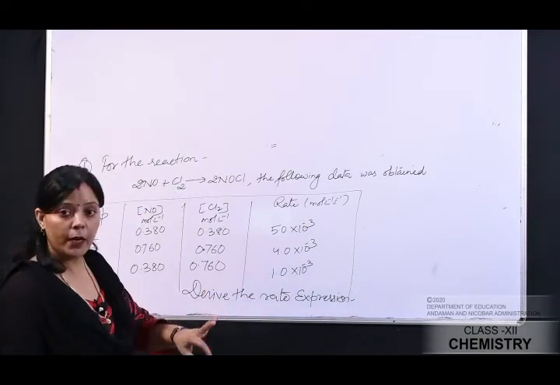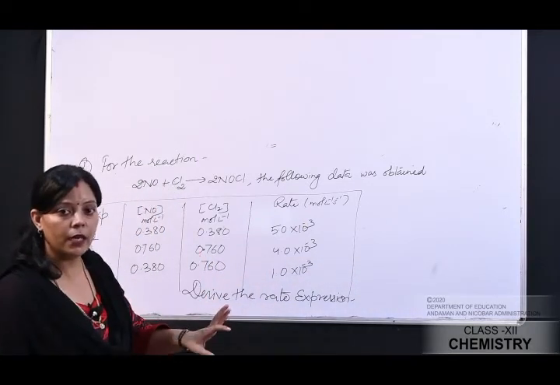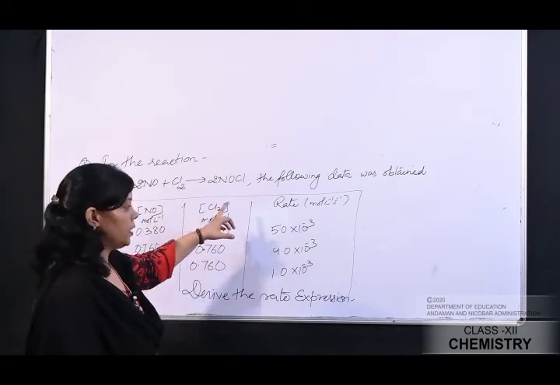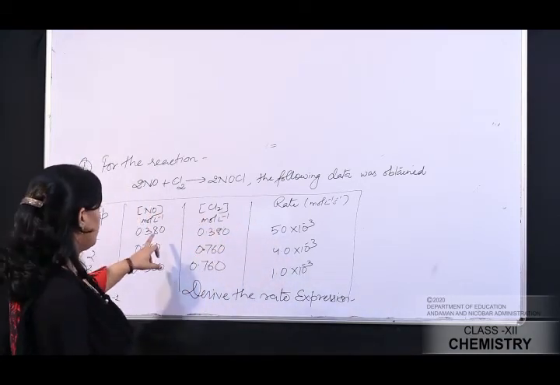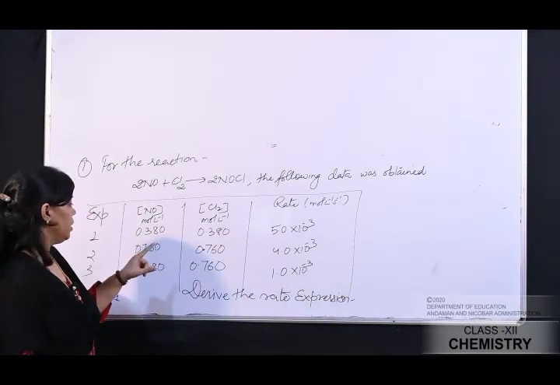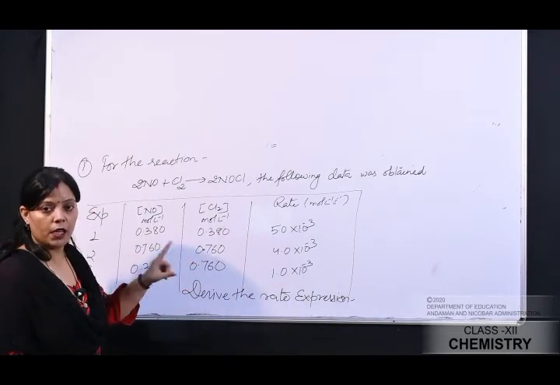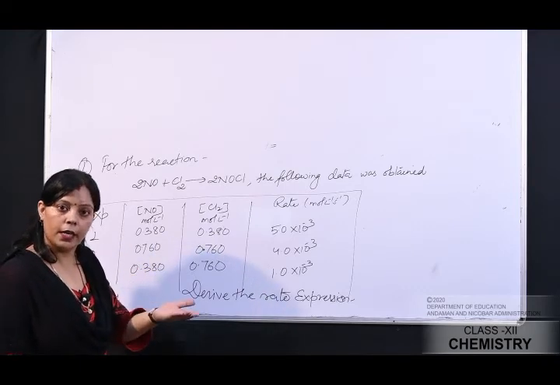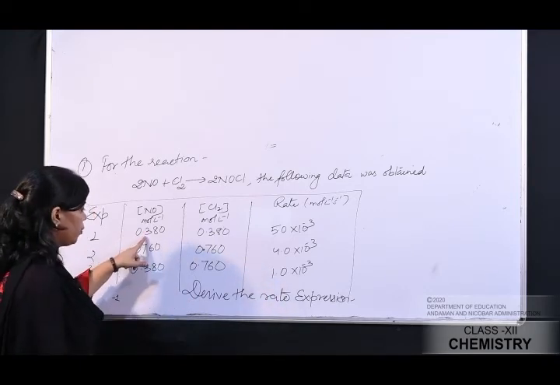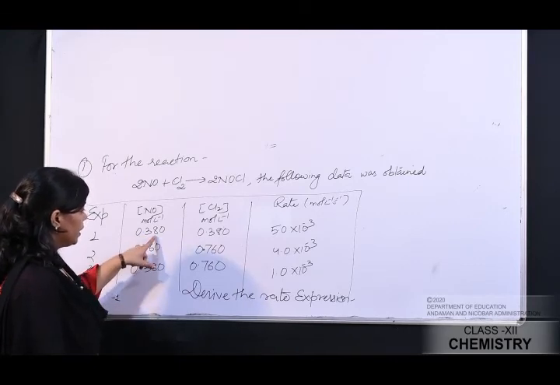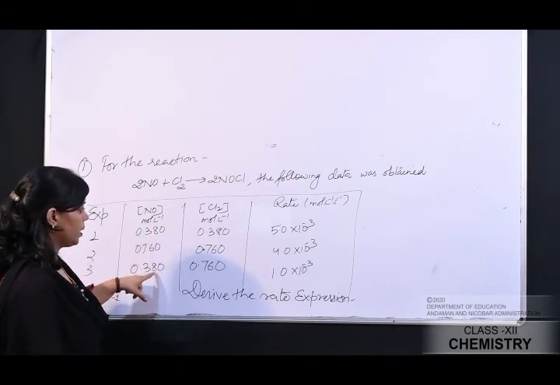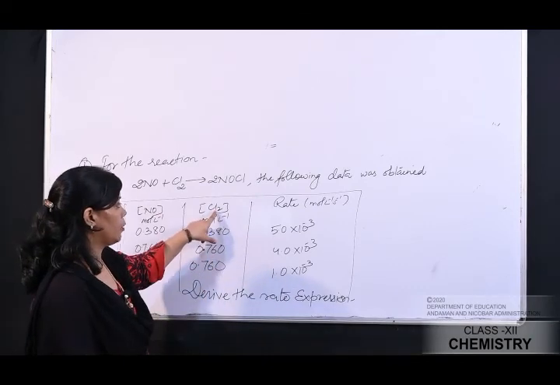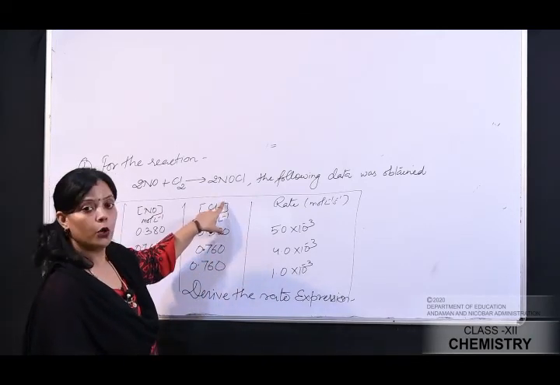As I have already explained, how can you determine the value of the rate exponent for the reactants present in this chemical reaction? You first have to select 2 experiments in which the concentration of one of the reactants remains the same, whereas the concentration of the other reactant changes. So in experiment 1 and experiment 2, you see that the concentration of NO remains the same, whereas the concentration of chlorine is changing. So with the help of this, you can calculate the value of the exponent of chlorine.